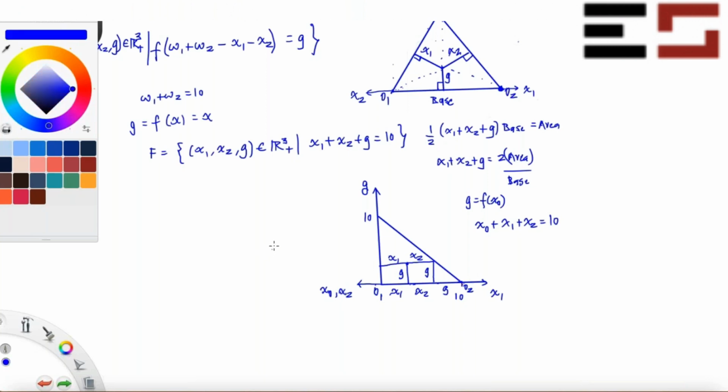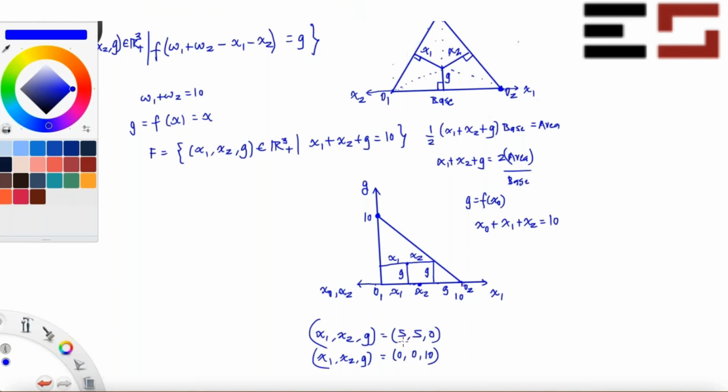Let me ask you some questions so that I know you have understood the set of all feasible allocations. Can you tell me where this point is located? x1, x2, g equal to 5, 5, 0. This is feasible, right? Because x1 + x2 + g is equal to 10. Where is this point in this triangle? Very good, it's exactly in the middle of O1 and O2. And where is this point located? 0, 0, 10. Very good.